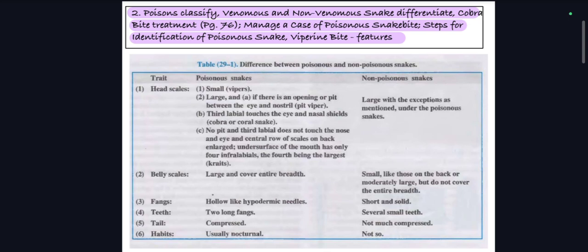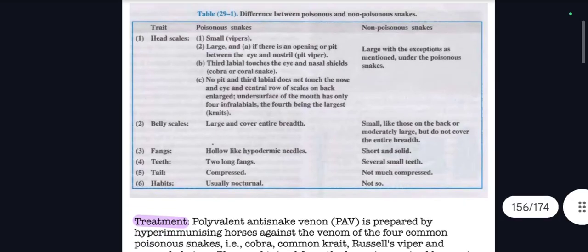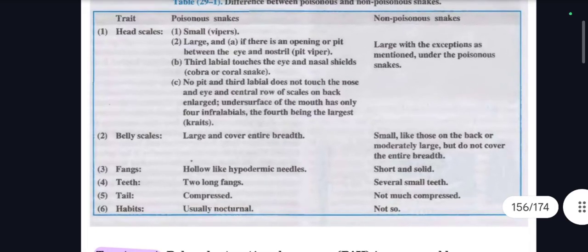Then now we'll be differentiating poisonous snakes and non-poisonous snakes. Number 1 trait: the head scales. These may be small in vipers, these may be large, and if there is an opening or pit between the eye and nostril, that is a pit viper. Third labial touches the eye and nasal shields in cobra and coral snake, with no pit. The third labial does not touch the nose and the eye, and the central row of scales on the back is enlarged. Under the surface of the mouth there are only 4 infralabials, the fourth being the largest, that is krait.